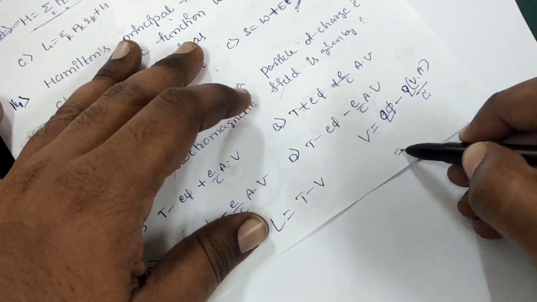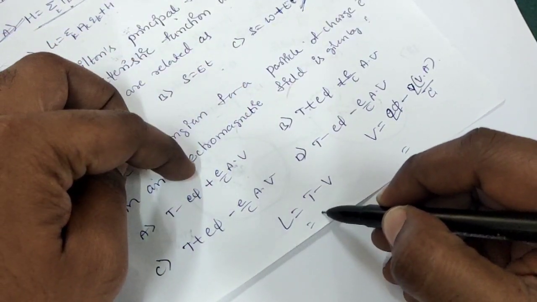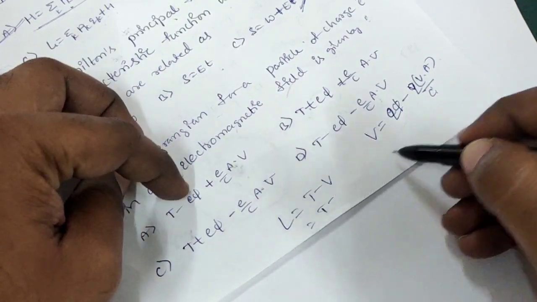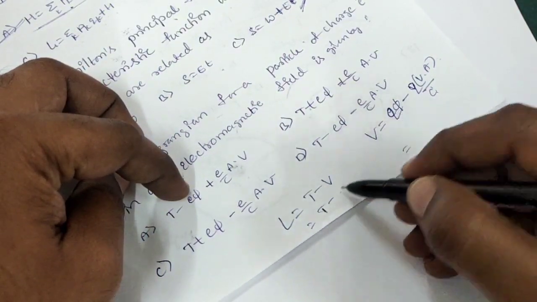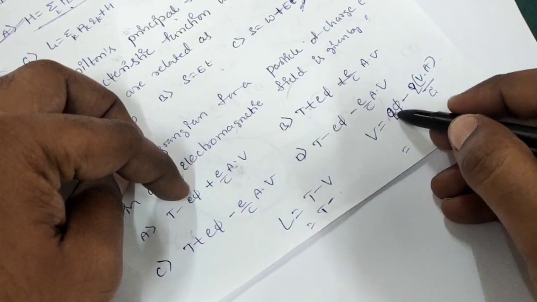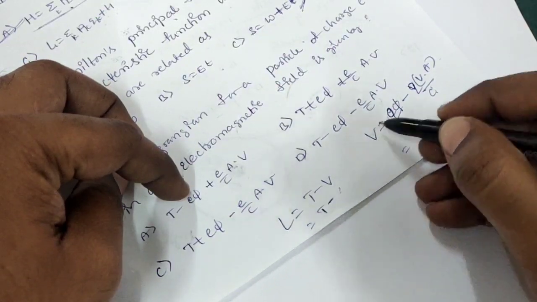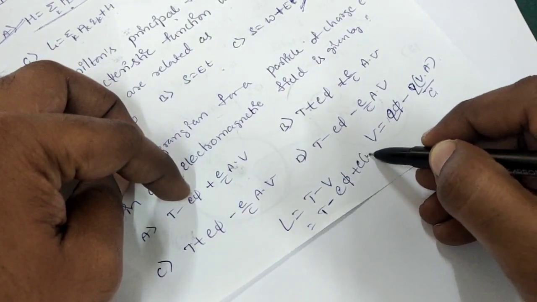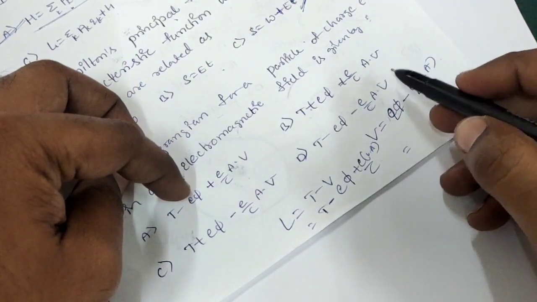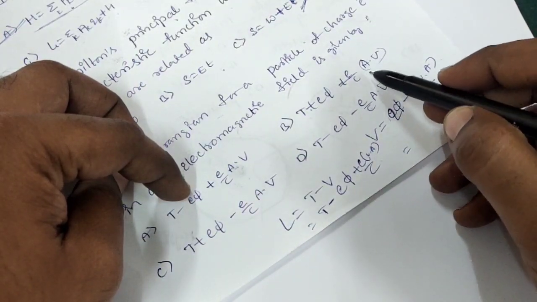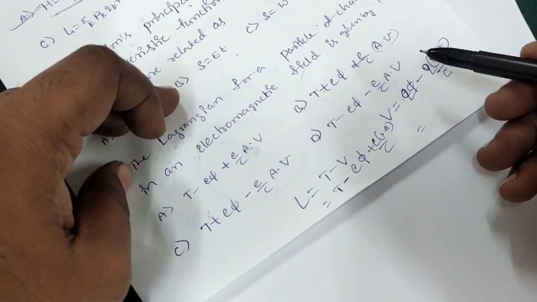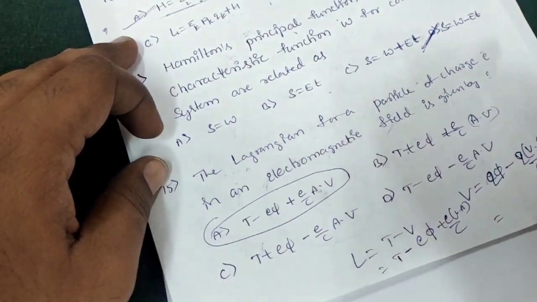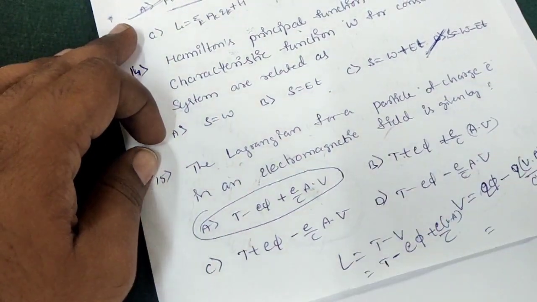Therefore L is equal to T, the kinetic energy, minus the potential energy, minus e phi, plus e into v dot A by c. So which one is correct? From this question, option A is correct: T minus e phi plus e by c A dot v.